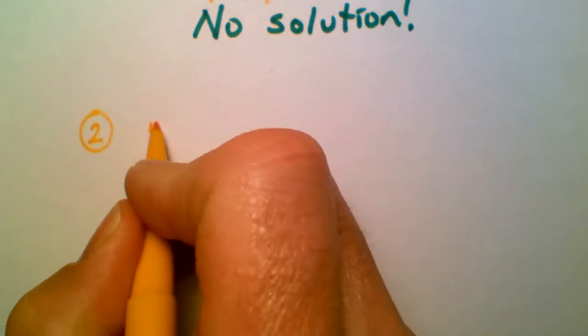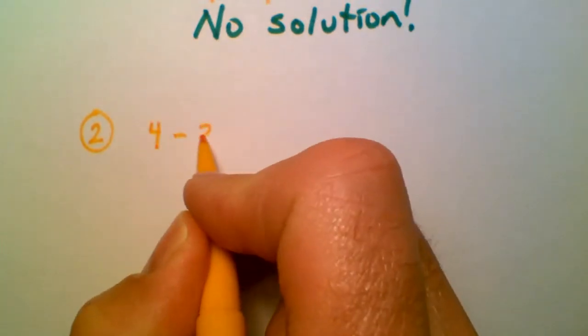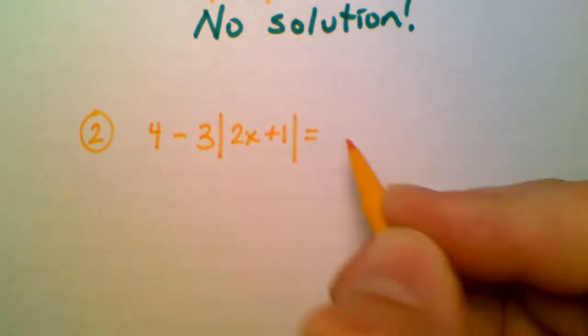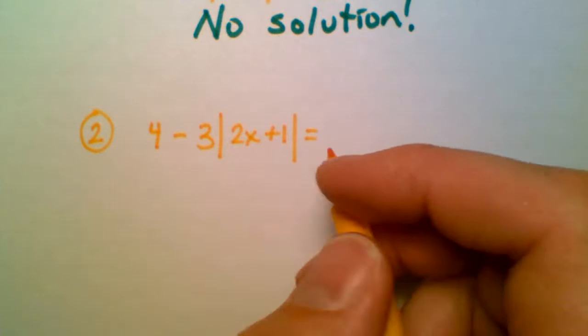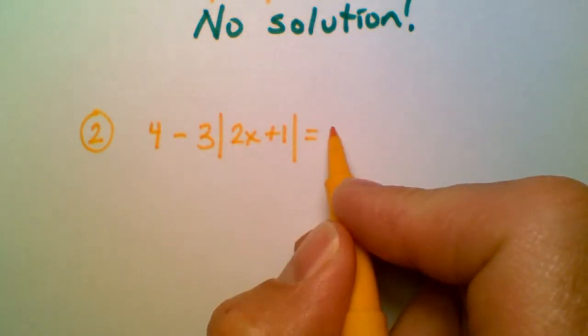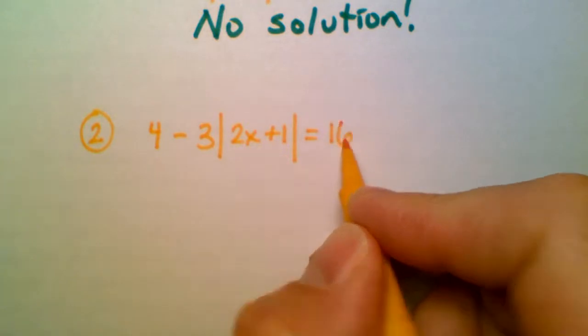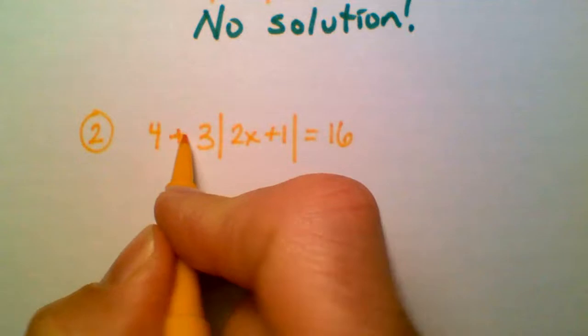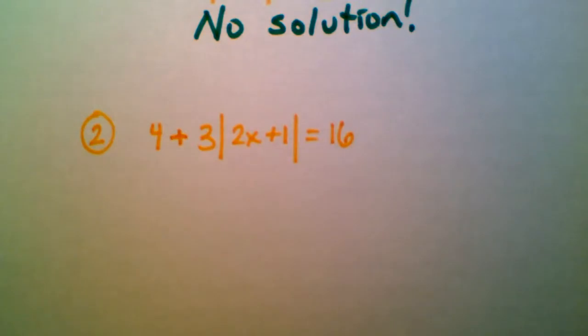All right, so if we have like 4 minus 3 times the absolute value of 2x plus 1, and that's equal to, what did I have here? I want that to be 16. Yes, that's what I want. Okay, sorry, let's make that a plus sign right there to make it a little bit better for this one. Okay, so this is our problem.